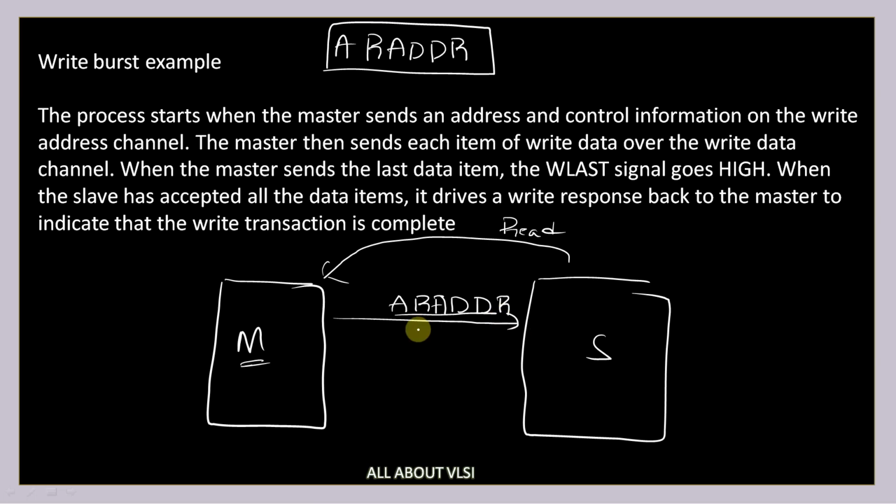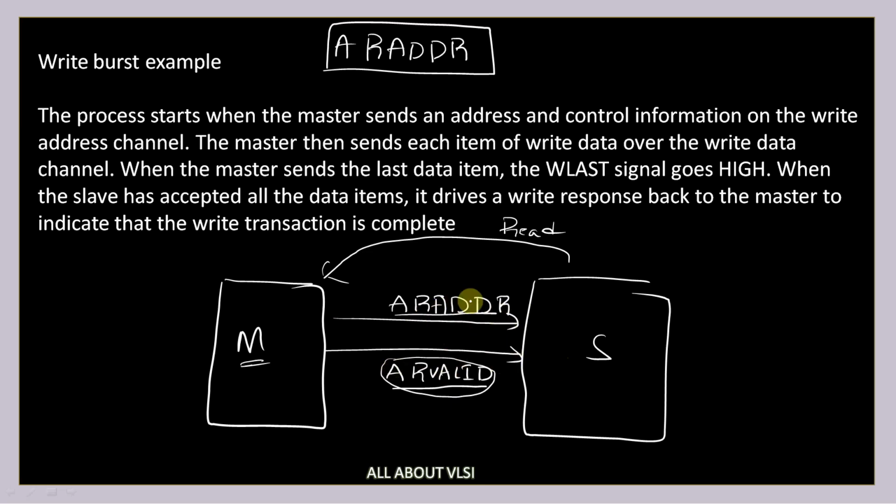Now after providing the address information, the master is also going to provide one more signal, which is the valid signal, known as AR valid. That indicates whether the address information the master has sent previously is valid or not. Along with the address, the master sends this AR valid, so that the slave will come to know that the address information it has received is valid.